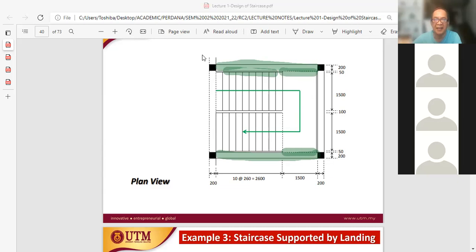Meaning that if I make a cross section view, we have a landing, and then we have a beam at the end of the landing, connected to the landing as indicated by the dotted line. We have another beam here. So in this case, the landing is now a complete structure, meaning that we can idealize the landing alone as a simply supported beam, as a simply supported beam.